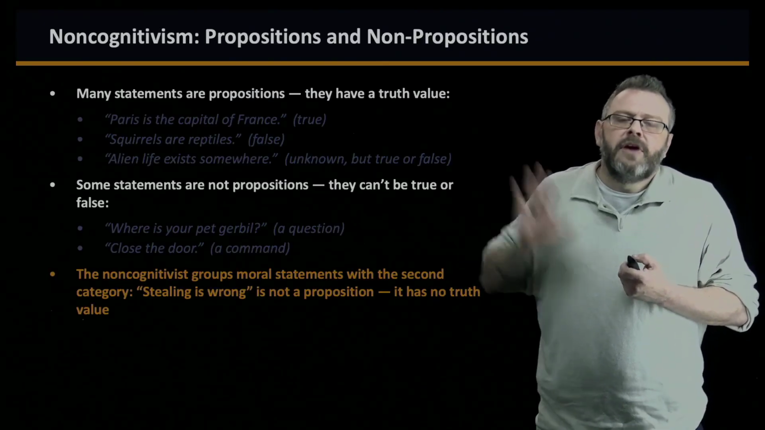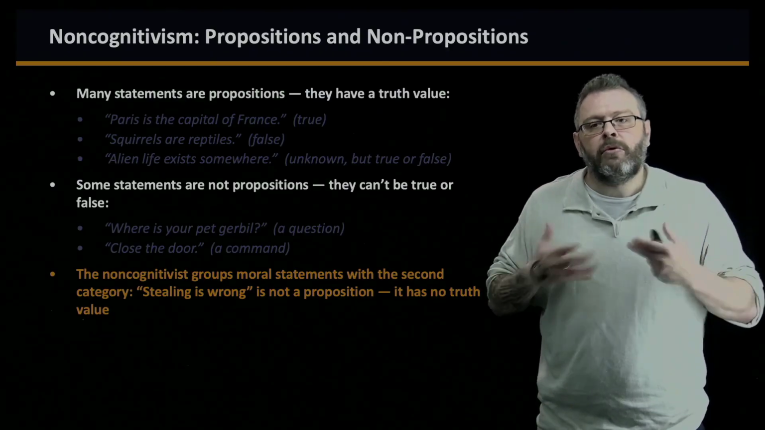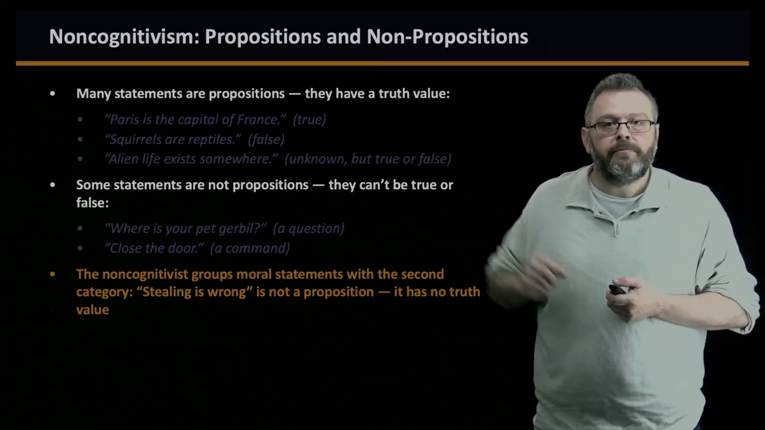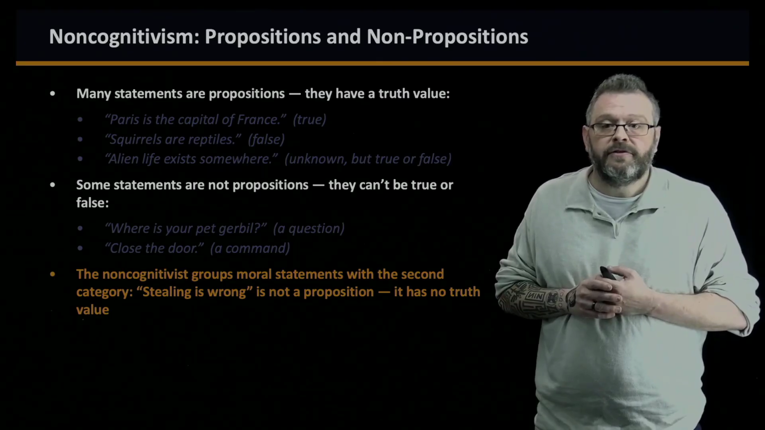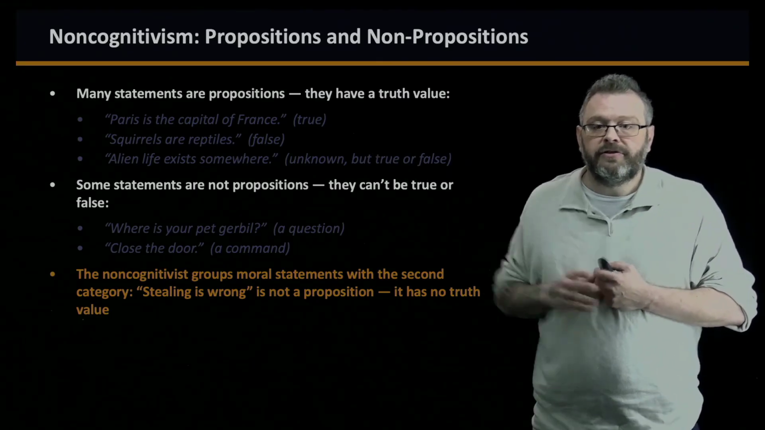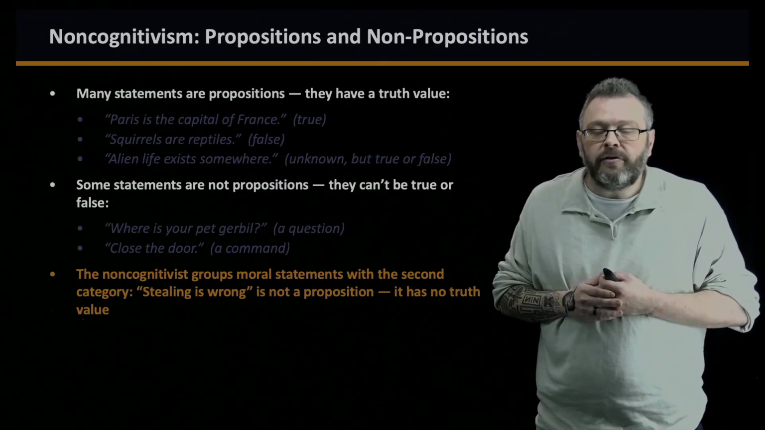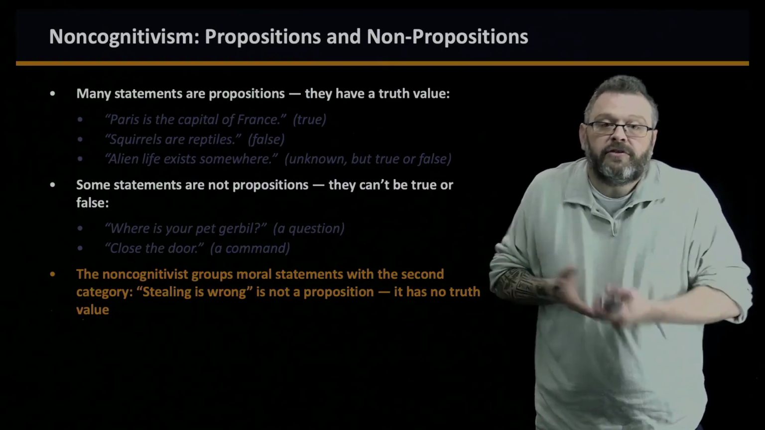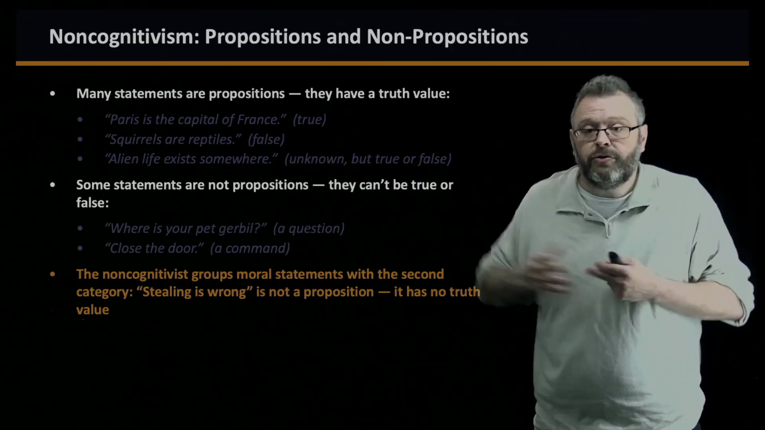So the non-cognitivist, I mentioned, is going to hold that moral claims are not propositions. A proposition is just a statement that has a truth value. A statement that's either true or false, right? Paris is the capital of France. That's a true proposition. Squirrels are reptiles. That's a false proposition. Aliens exist somewhere. That's a proposition. We just don't know what its truth value is, but it's either true or false.